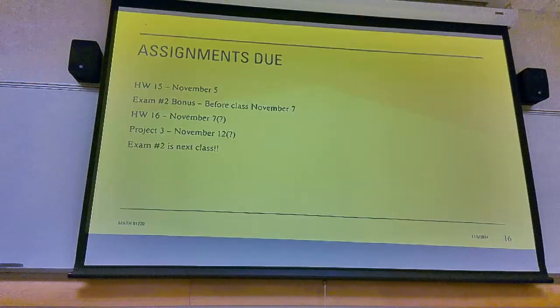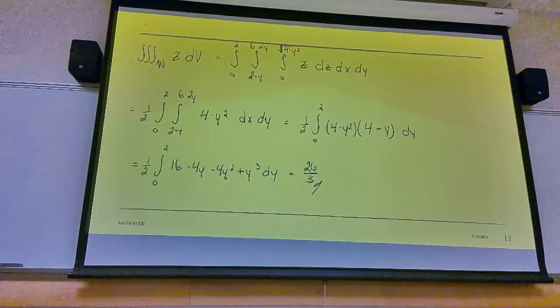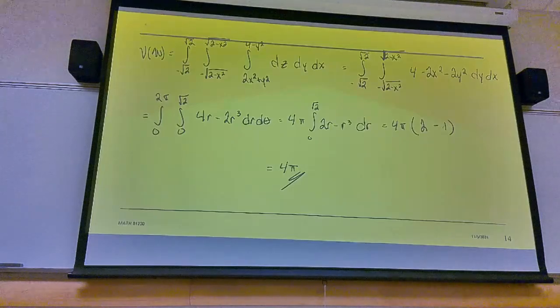Like this one, for instance. There might also be problems on there where I ask you to set up the integral but not to evaluate it. So obviously make sure you read the question and answer what is being asked. Don't do more than you have to.